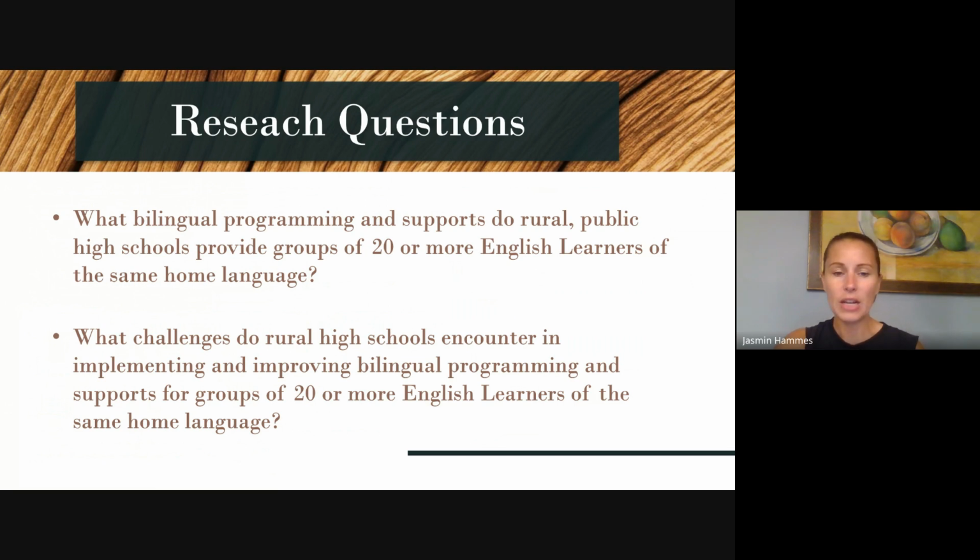And my second question is, what challenges do rural high schools encounter in implementing and improving bilingual programming and supports for those populations? So what have they tried, and what has worked and what hasn't, and what sort of roadblocks have they found, and what also are their successes?